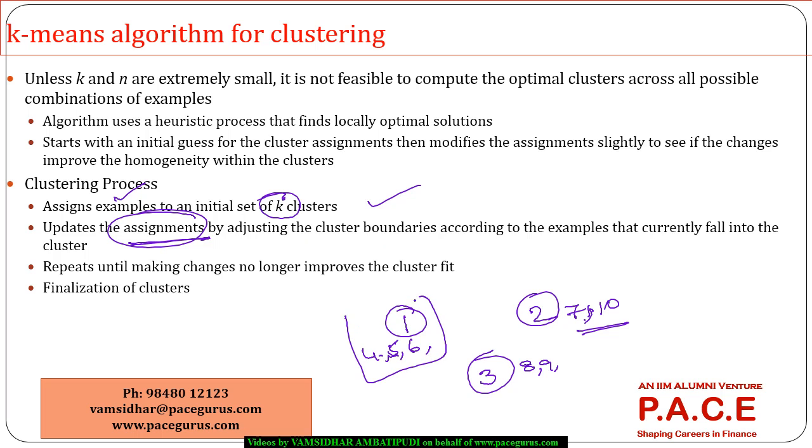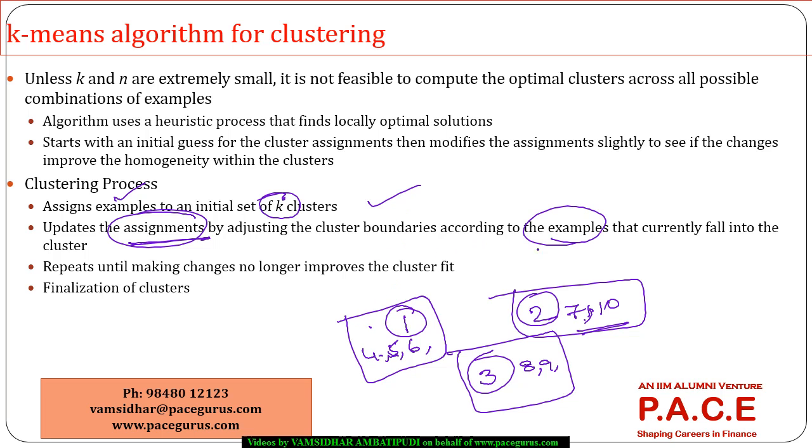Now here we have 1, 4, 5, 6. Here we have 3, 8, 9. Here we have 2, 7, 10. So now you update the cluster center. So we are adjusting the cluster boundary now based on the examples that are falling into this cluster. So I am typically computing the new cluster center for this group, new cluster center for this group, new cluster center for this group. So now these will become my cluster centers.